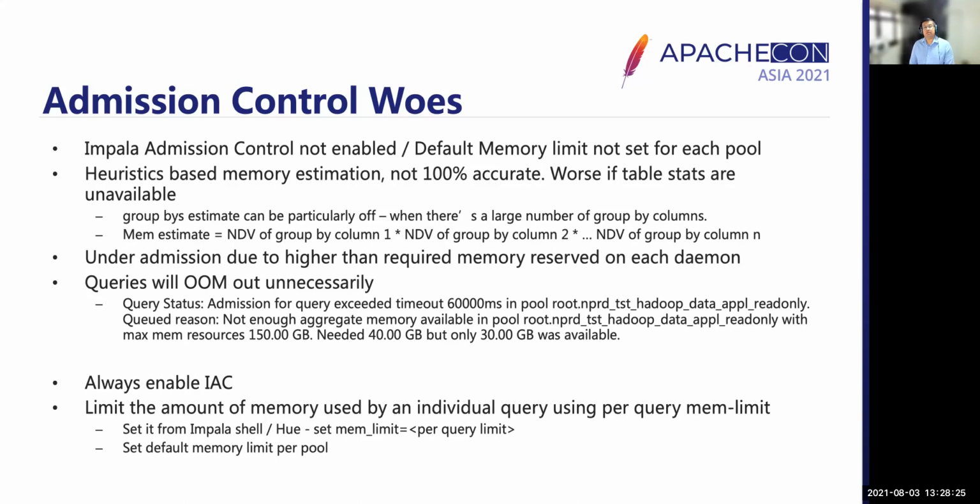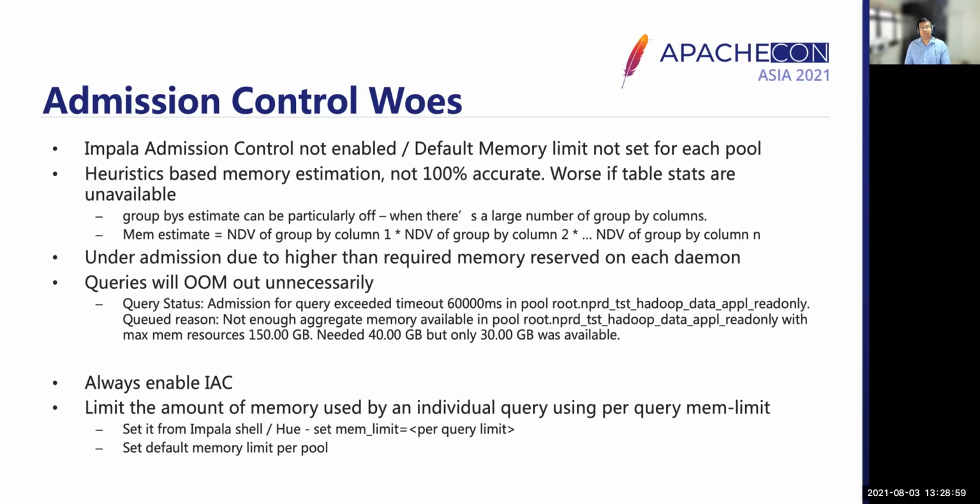You would see queries OOMing out due to memory, and the errors could be that queries are not admitted, or they time out waiting in the queue because there was not enough free memory on the cluster. So remember to always enable admission control, to always set the default memory limit, and in new versions of Impala you can set the min and the max memory limit and ask Impala to automatically try to adjust memory for a particular query between the min and the max.